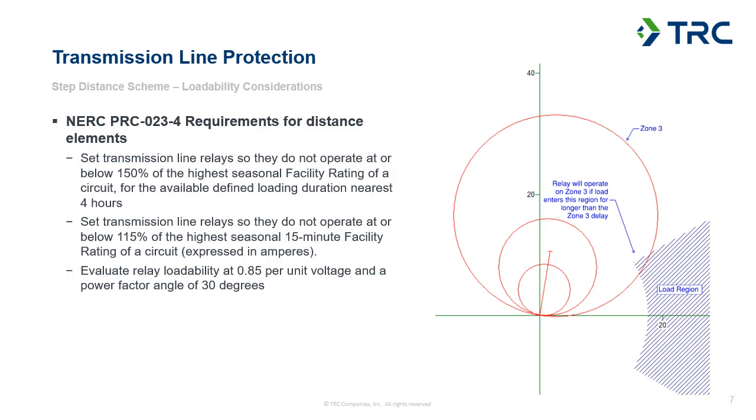So the NERC PRC 23-4 requirement for distance elements is to set the transmission line relays so they do not operate at or below 150% of the highest seasonal facility rating for a circuit for the available defined loading duration nearest 4 hours. So typically when you're looking at transmission lines and their loadability characteristics, you're looking at seasonal ratings, so you're able to push more power through the power system and through the transmission lines in the winter because of the cooling effects of the colder temperatures.